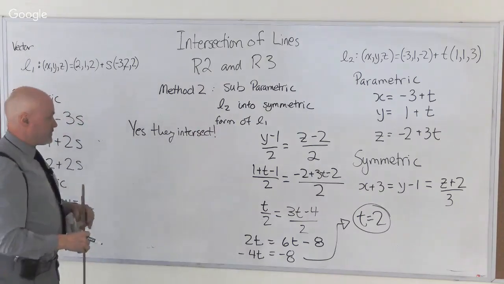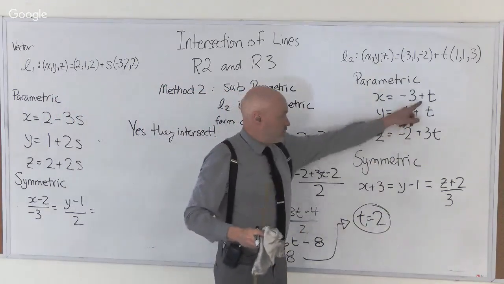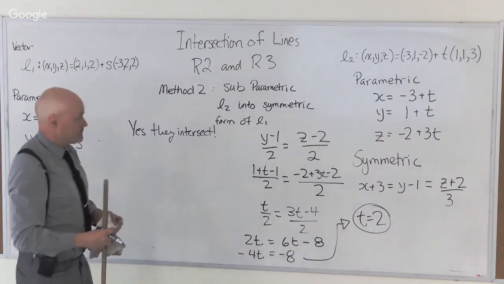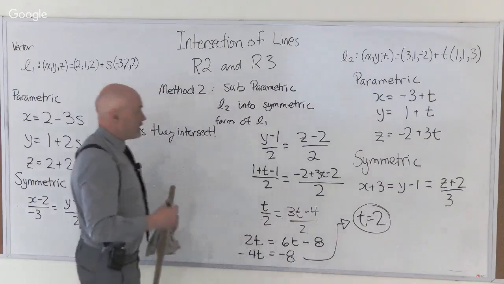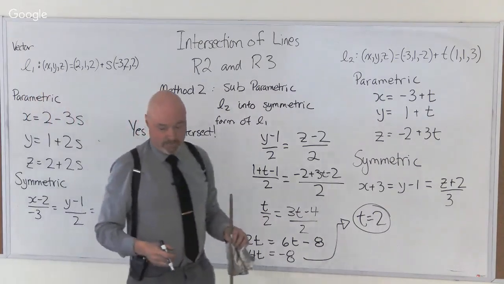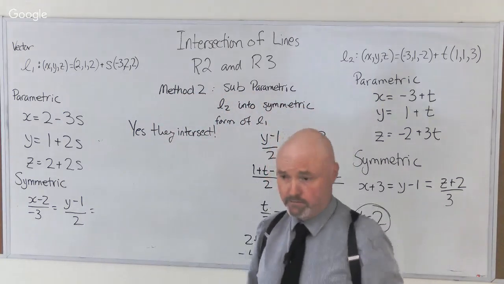All I really have to do now to find out what the point of intersection is, is substitute 2 in for t into any form of the equation that I like. So I could put a 2 in for t up here, and I'm going to find that the point of intersection is exactly the same as before. And so those are our 2 methods for finding intersections.